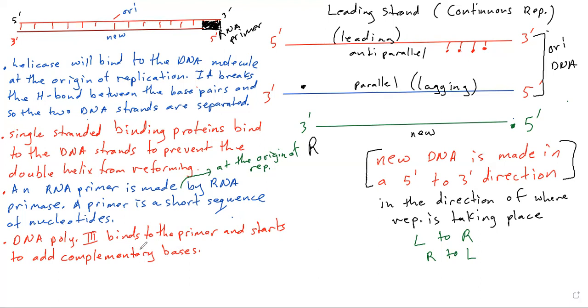The DNA polymerase 3 binds to the primer and starts to add complementary bases as it moves along the DNA molecule.